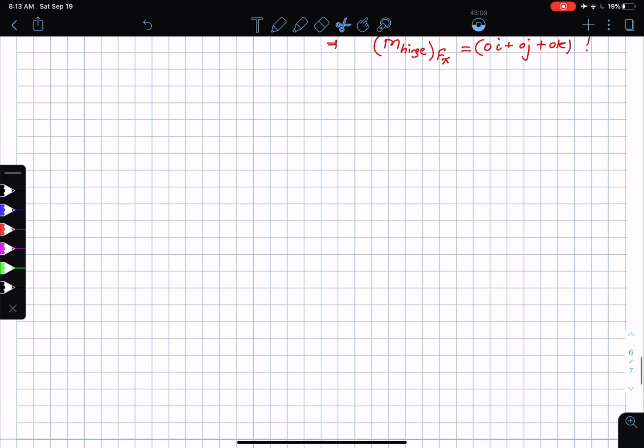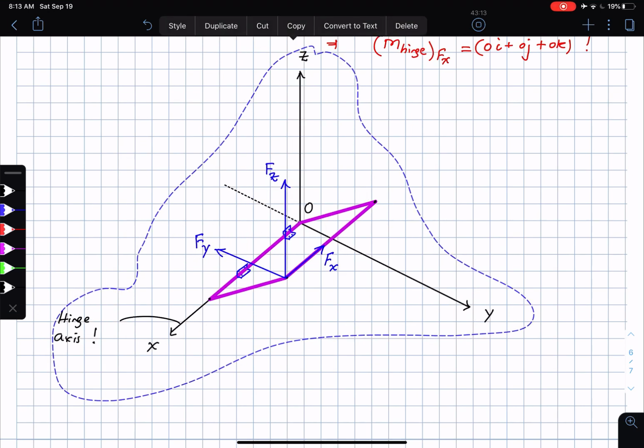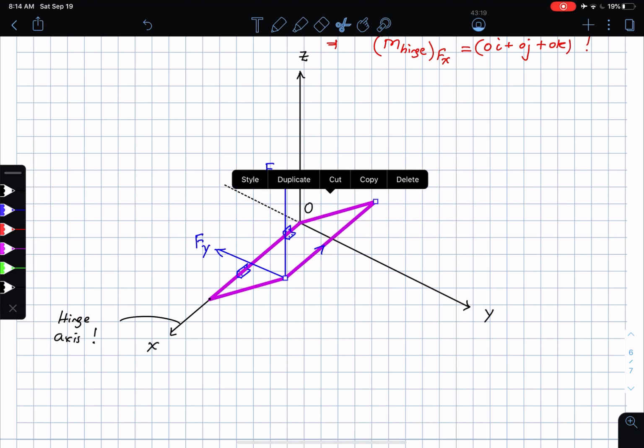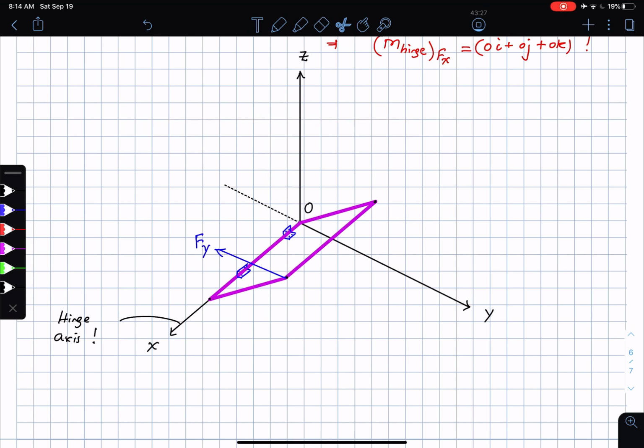We are done with the Fx, so I'm going to get rid of Fx. Fx is gone, it's history. I'm going to cut this off. I'm going to cut that off as well. Not sure how to cut that off, but all right, there we go. I'm going to get rid of Fz as well. Then I have an Fy.